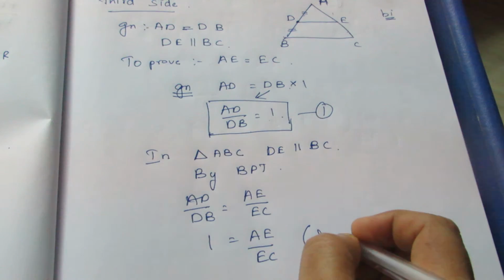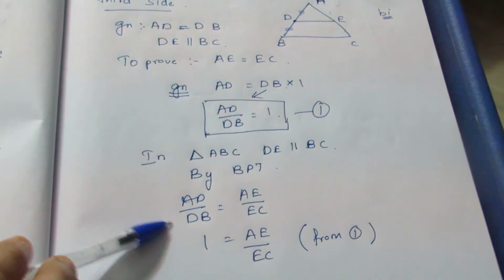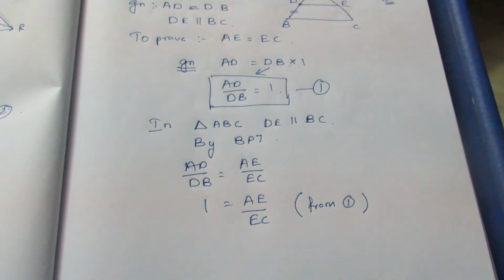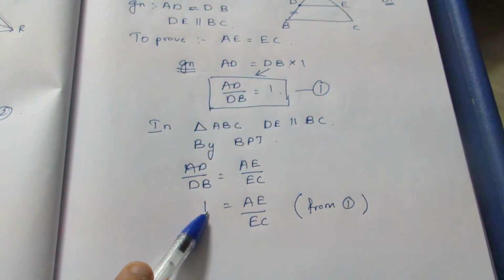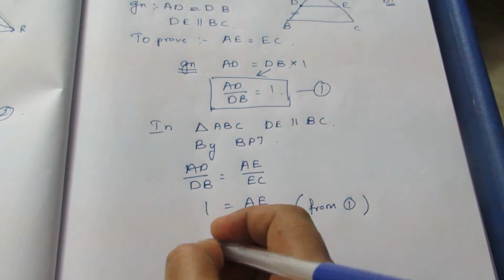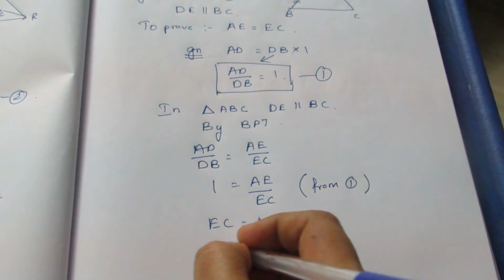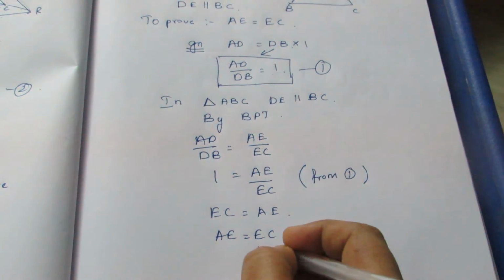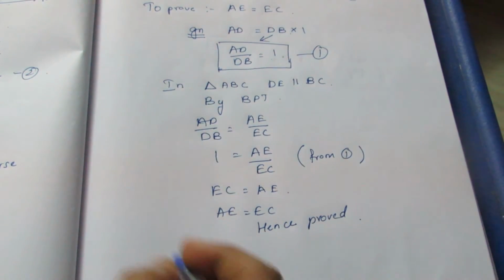Write it in the bracket as (1) because we are substituting this value here. Anything you substitute, just give it in the bracket, which is very important, otherwise you will lose marks. If I bring EC to the other side, it doesn't divide, it comes as a multiply. So EC is equal to AE. We needed to prove AE is equal to EC. We have proved it. Hence proved. Always write what they have given.